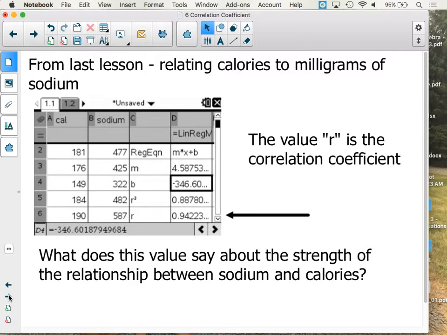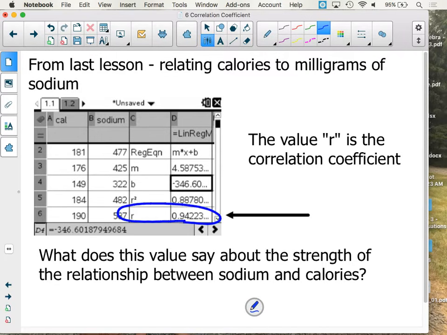Last time we got the M and the B. Now we're looking at the R value. So this R value, this correlation coefficient, if we round it to the nearest hundredth, R is approximately 0.94. So use what you've learned so far. What does this value say about the strength of the relationship between the amount of sodium in a hot dog and the number of calories in it?